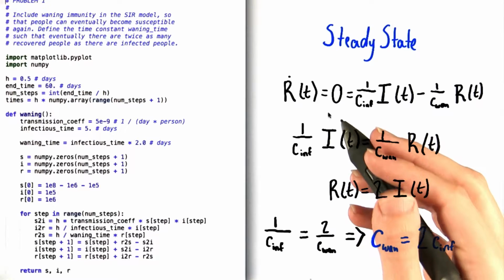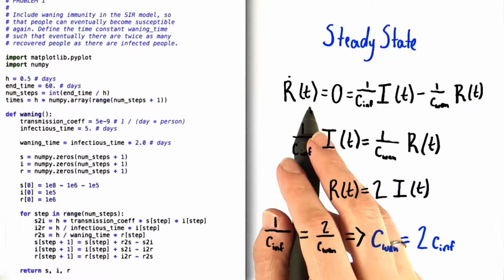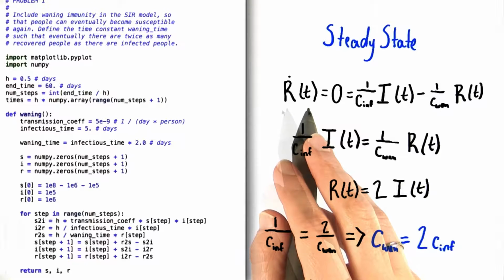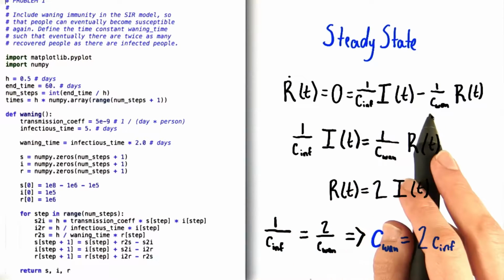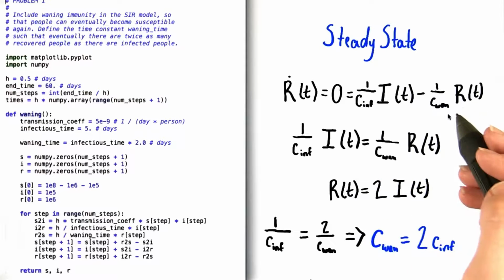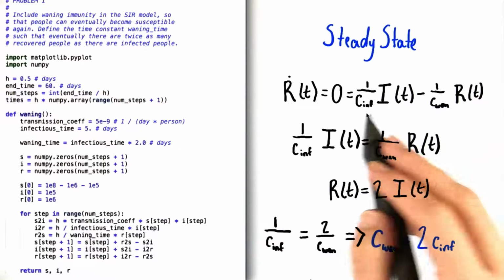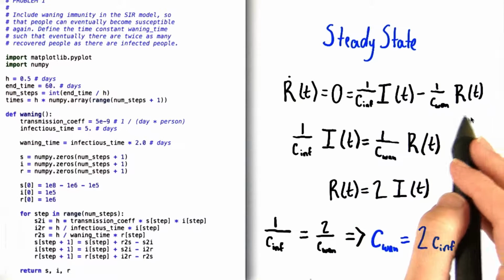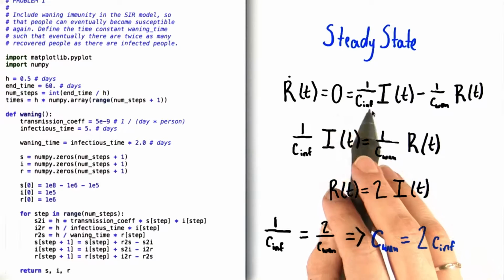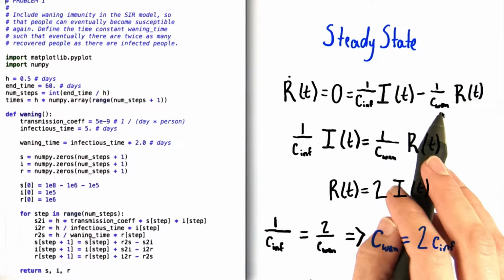Since we want to find out how long people should spend in the recovered stage, we start with the time derivative of R and set that equal to 0. Since we know that R dot now has an extra term added to it, or actually subtracted from it, showing the number of people that are leaving the recovered population and going back to the infected population, we can set these 2 terms right here equal to 0 as well. Just a note, I've used CINF to stand for the infectious time and CWAN to stand for the waning time.